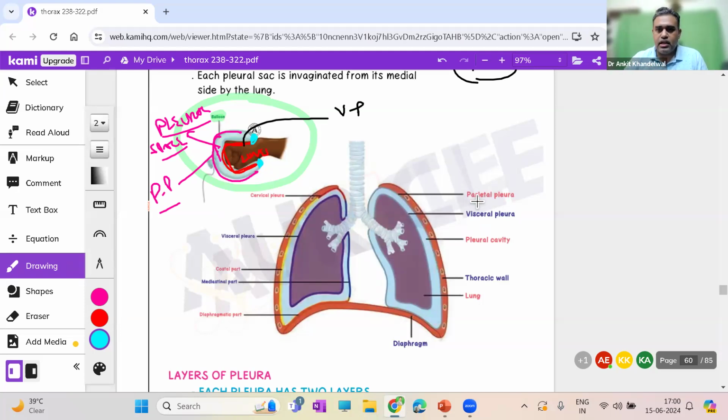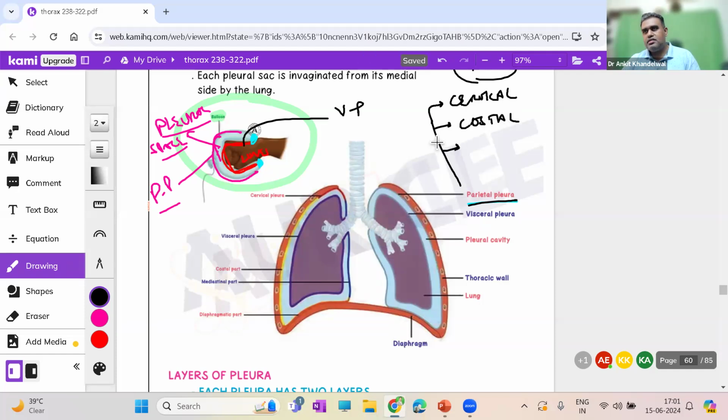Now the parietal pleura is located outside, as I discussed. The surface is just connected to the wall. This can be given different names. The part which is close to the neck region is known as cervical pleura. The part in touch with the inside of the ribs is known as costal pleura. The part in contact with the mediastinum, the medial side, is known as mediastinal pleura. And the part of the parietal pleura facing the upper surface of the diaphragm, we call diaphragmatic pleura.